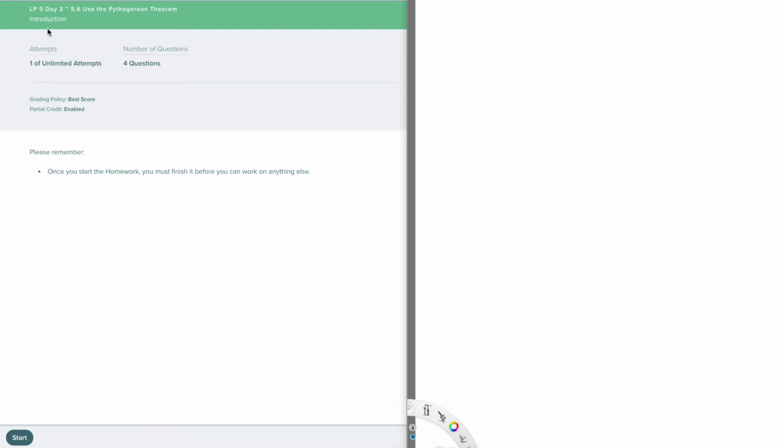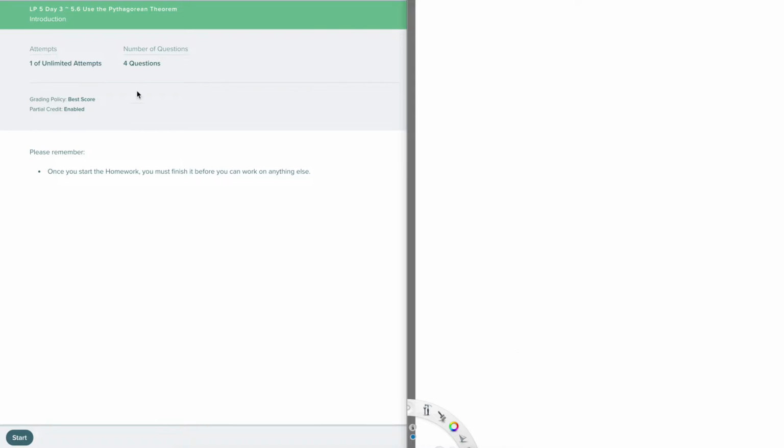We always have unlimited attempts open, so you can come back into your homework assignments, tests, and quizzes and try them as many times as you would like. Number of questions just depends on the particular section. This one only has 4. Grading policy is best score, so whichever attempt is the best one is the one you keep. And partial credit is enabled, so if you answer 1 of 4 questions correctly, you get credit for 1 question, or however many questions you answer correctly.